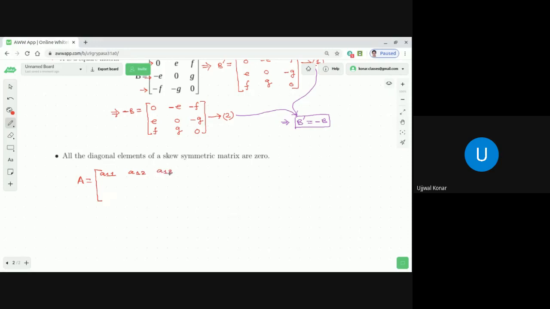So I am writing this matrix row-wise. Then A21, A22, and A23. Then A31, A32, A33. If you see, this is the matrix A. Now let us make a transpose of this matrix.